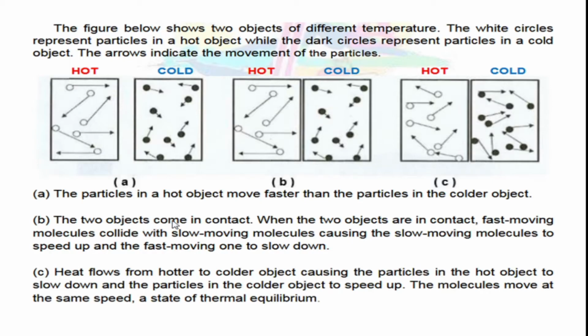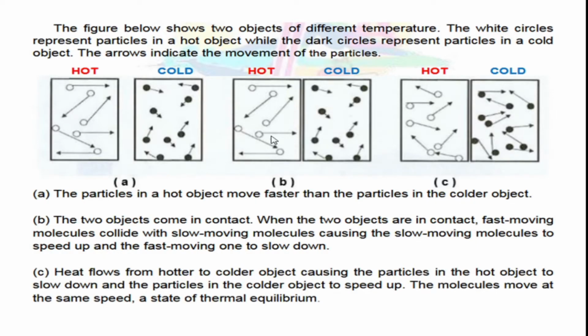Letter B, the two objects come in contact. We have the objects here, and they can come in contact. When the two objects are in contact, fast-moving molecules collide with slow-moving molecules, causing the slow-moving molecules to speed up and the fast-moving ones to slow down. Whether you put the particles in hot water or cold water, there is what we call collision. They collide with each other.